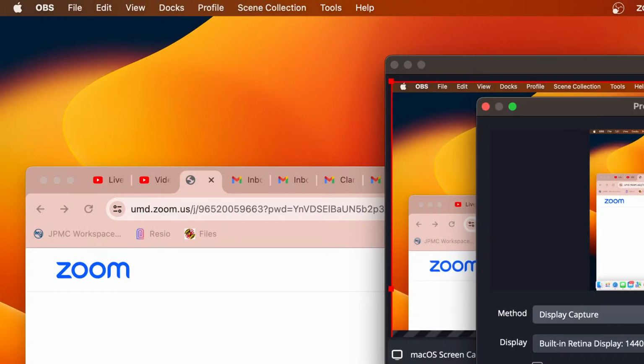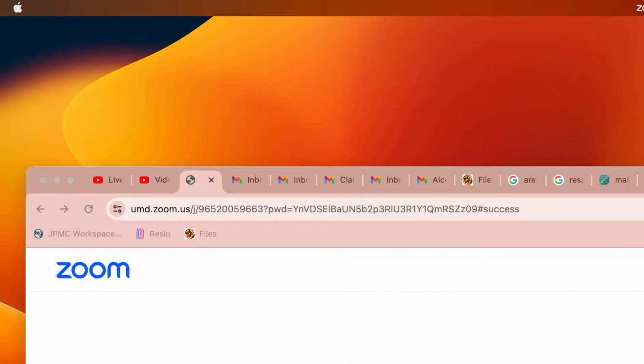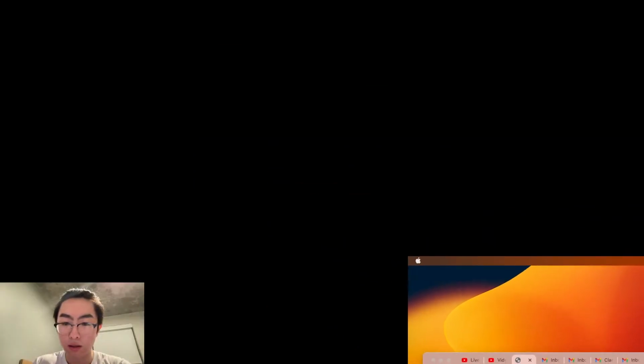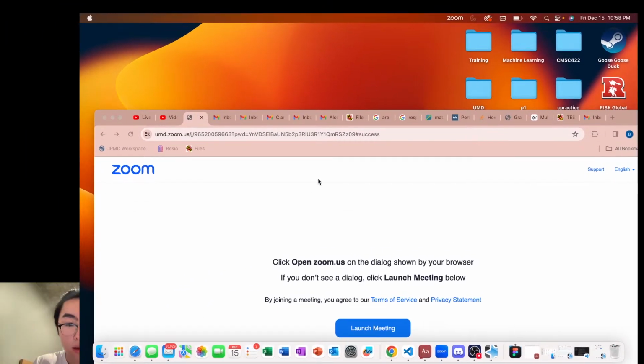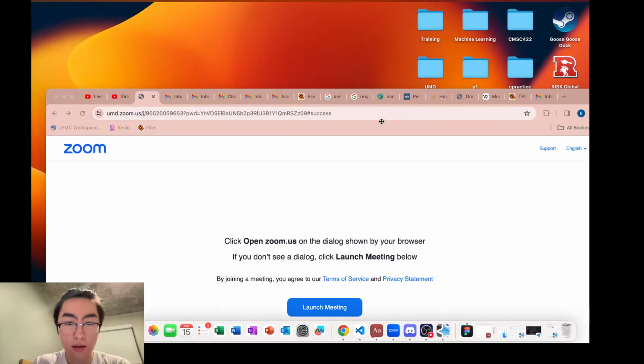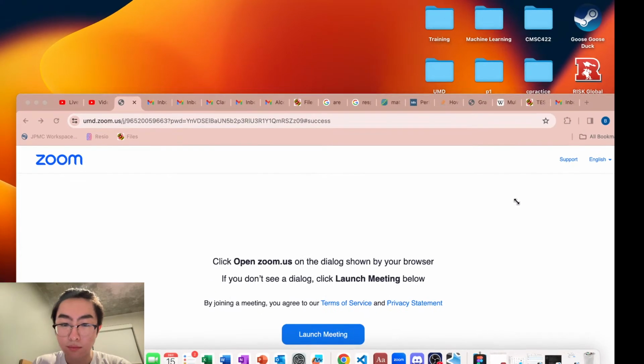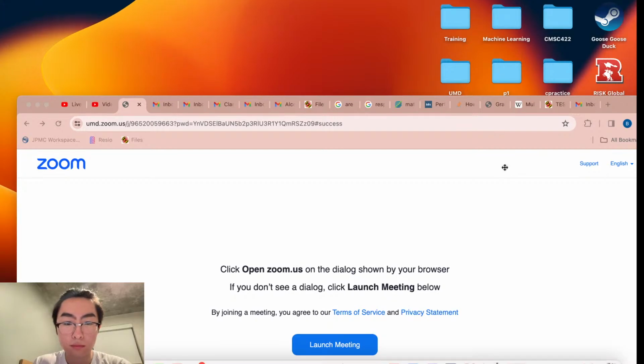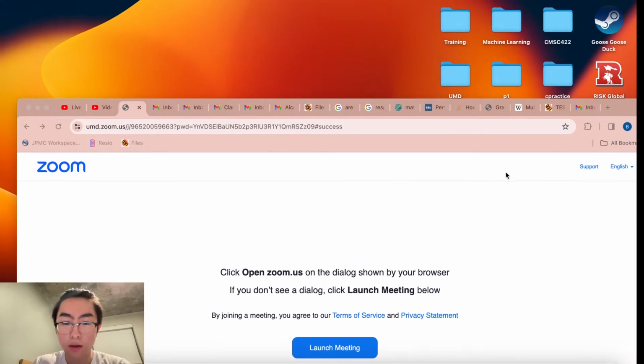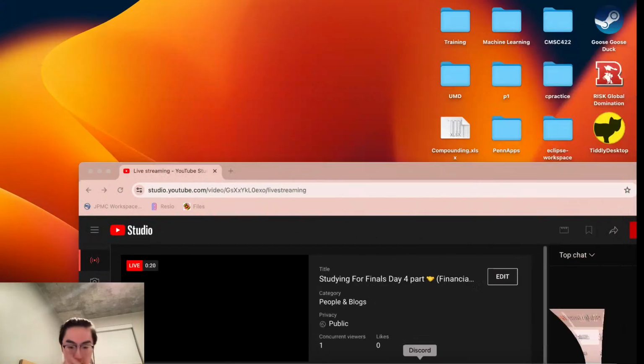macOS screen capture. Okay, hide OBS. Display capture, built-in Retina display. Alright, minimize this. Bring to front. Move to top. Alright. Okay, I'd say that's good enough.